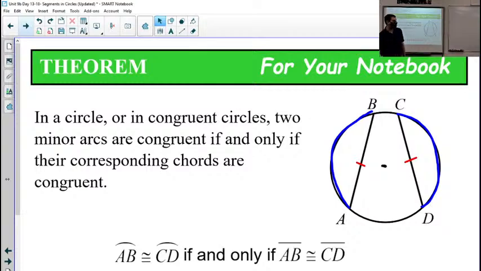So if the chords match, then the arcs match. If the arcs match, then the chords match. Good? Going on.